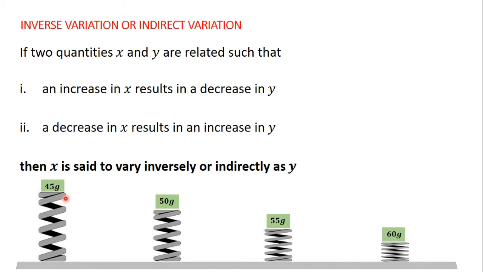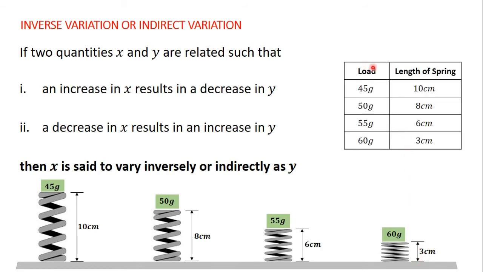decreases. So let's say that we measure the length of the spring in the first case and we have 10 centimeters. In the second case, we measure the length of the spring and we have 8 centimeters. In the third case, we measure the length of the spring and we had 6 centimeters. And finally, the length of the spring is 3 centimeters. So if we draw this simple two-column table with the load on one side and the length of the spring on the other, we can see clearly from this table that as the load on the spring increases, the length of the spring reduces or decreases.